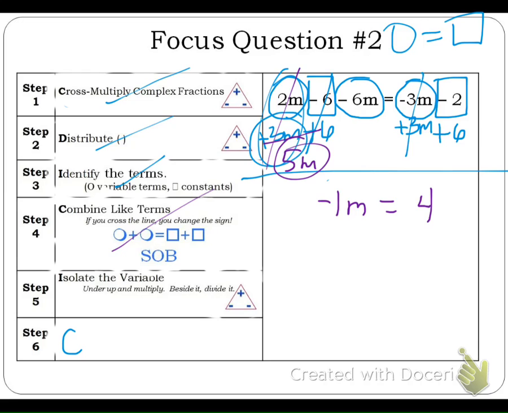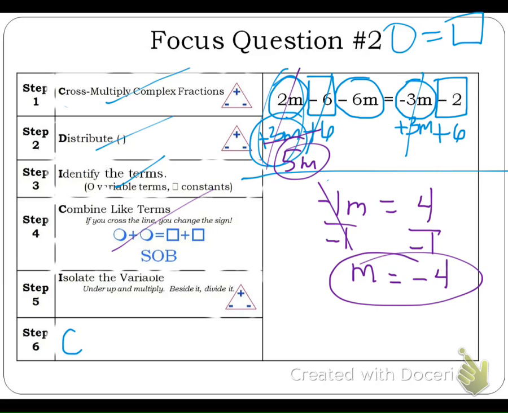So we have what numbers with our variable right now? Negative 1, and it's beside it, so we have to divide it. We divide by what? Negative 1. Remember, when you're isolating your variable, you do not change the sign. So m is equal to 4 divided by negative 1. A positive divided by a negative is always a negative, and 4 divided by 1 is 4. Don't say 0 or 1. I see weird answers like that all the time. So there's our solution that we think it is. M is equal to negative 4. We're done with step 5.